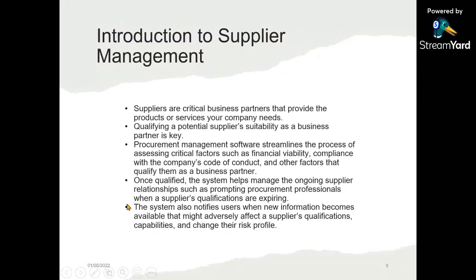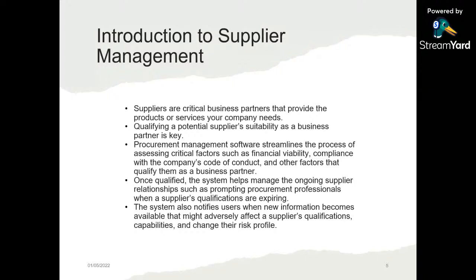And after all these things, once the supplier is qualified, the system helps manage the ongoing supplier relationship. We can promote the supplier when there is a need, we can extend the service, we can extend his contract, and we can extend the expiry of a supplier if it is going to expire.